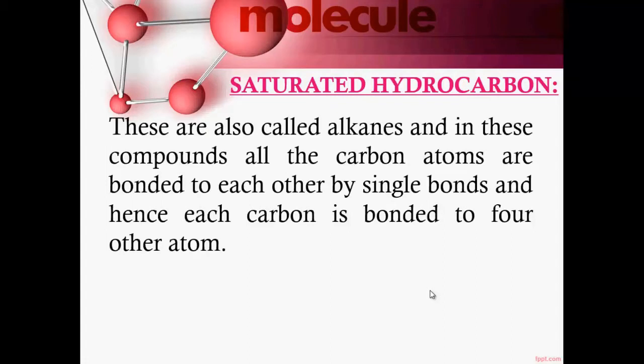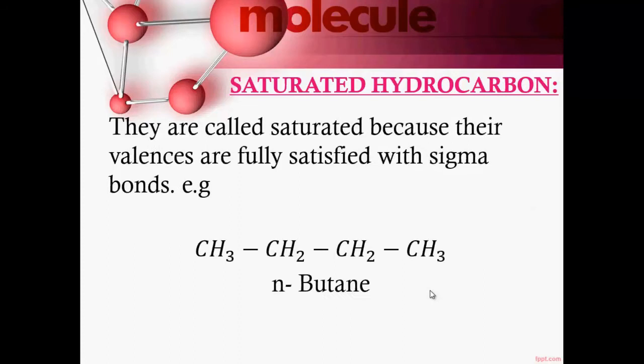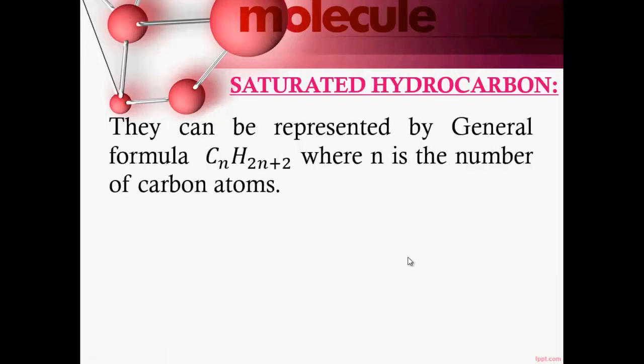Saturated hydrocarbons are also called alkanes, and in these compounds all the carbon atoms are bonded to each other by single bonds, and hence each carbon is bonded to 4 other atoms. They are called saturated because their valencies are fully satisfied with sigma bonds. For example, normal butane. Look, this is a straight chain and each carbon has 4 links with other atoms. They can be represented by the general formula CnH2n+2, where n is the number of carbon atoms.